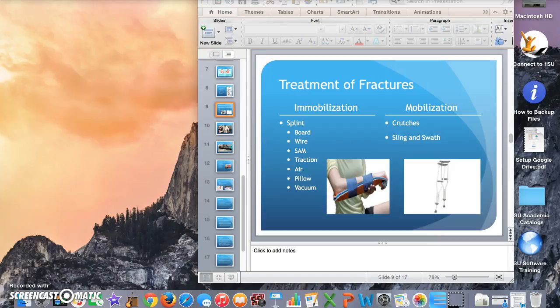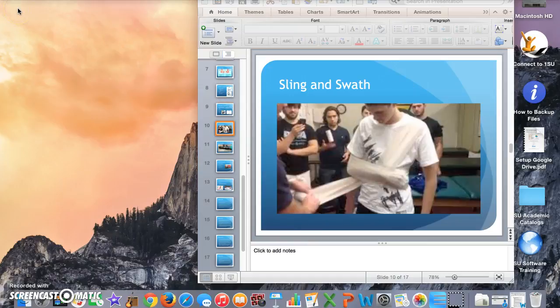And mobilization involves giving an assistive device to an athlete to maintain mobility. Crutches are most commonly used for lower extremity injuries. And for upper extremity injuries, a sling and swath method, which will be discussed in the next slide, can be used. On this slide, it's showing how to do a sling and swath method.